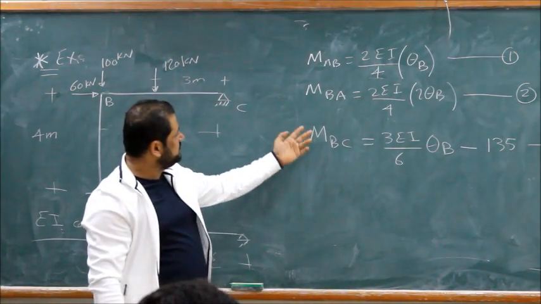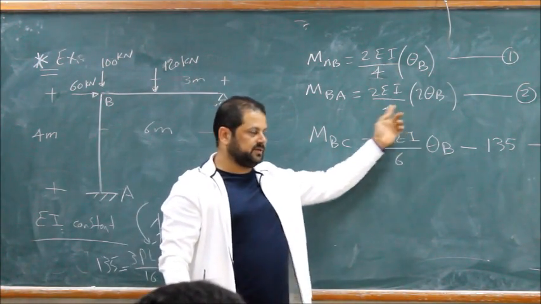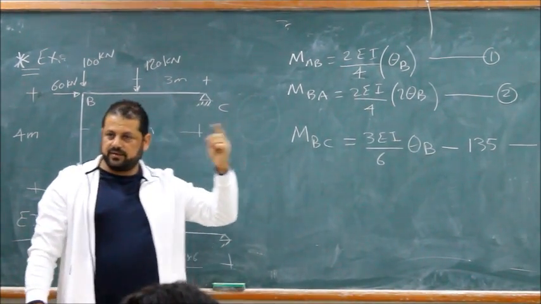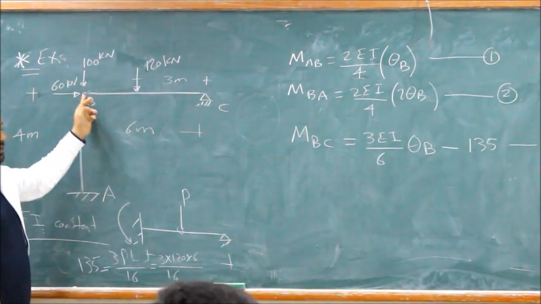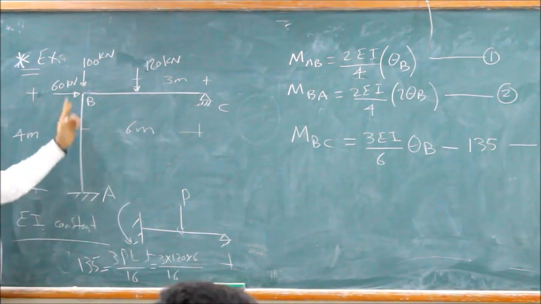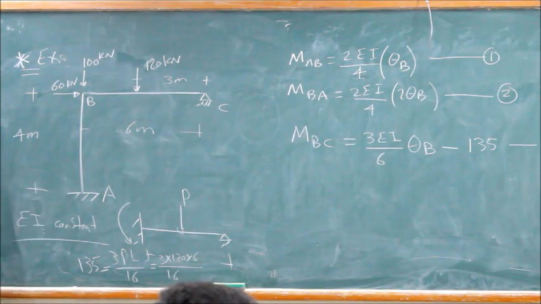How many unknowns? One more unknown, theta B, we count. So 4 unknowns, 3 equations. We have the compatibility at B. We have MBA plus MBC equals 0.